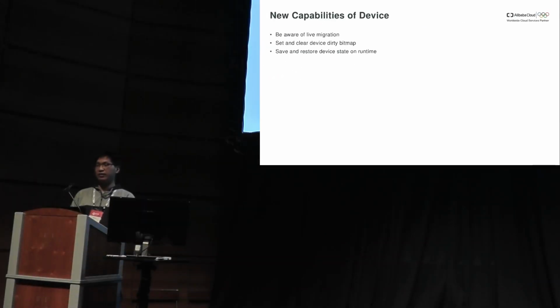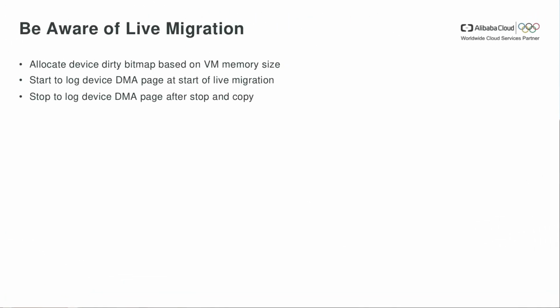At the start of live migration, it should start to log and allocate the device dirty bitmap. I will introduce the device dirty bitmap on a coming page. Also, we save and restore device state at runtime. All the registers are read-write, so we can save them and restore them as with the emulated device. Also, we can extend the migration callback to be aware of live migration.